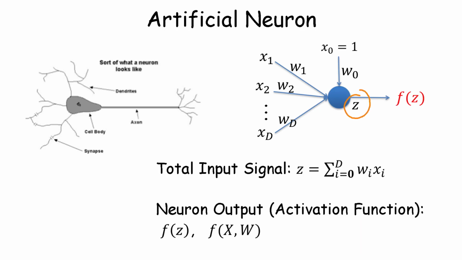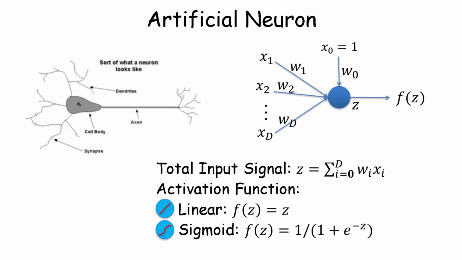The total input signal in a neuron is processed by an activation function to produce the neuron's output signal. The activation function is a function of the total input z, but you can also write it as a function of the inputs x and the weights w. The activation function we use in a neuron depends on the application. The two most commonly used activation functions are the linear and the sigmoid functions.